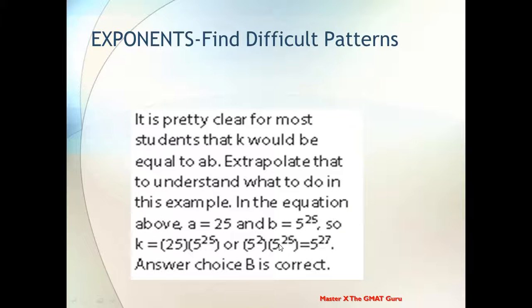And now remember your exponent rules. When you multiply bases, you add exponents, if the base is the same, of course. So 25 plus 2, 27. So the answer is 5 to the power of 27. So k should be 27. So answer choice B is correct.